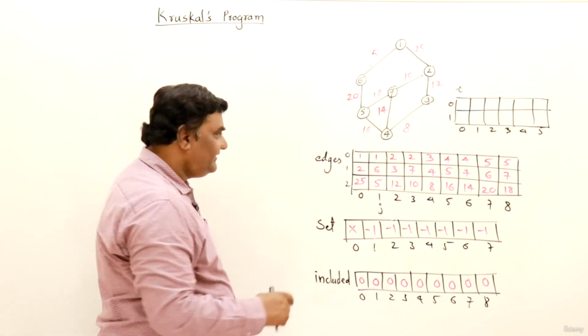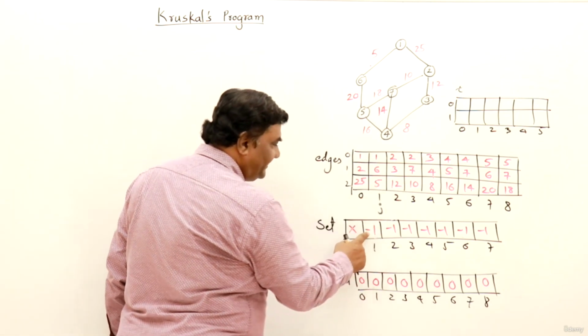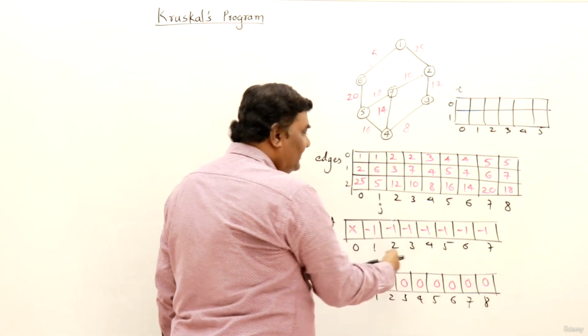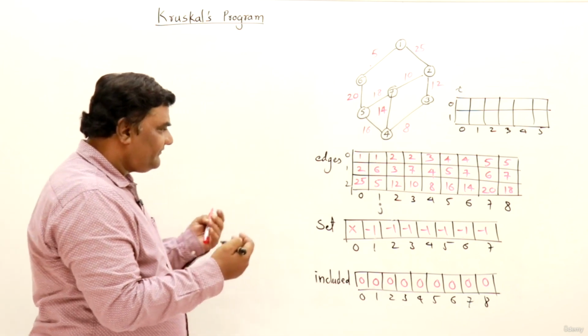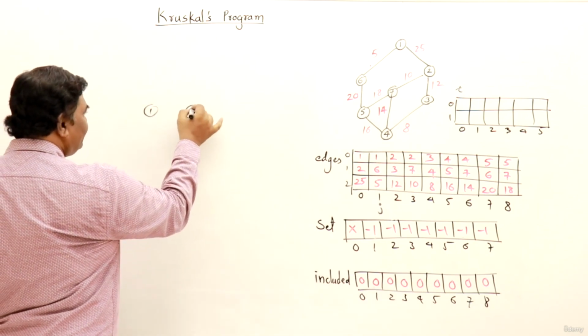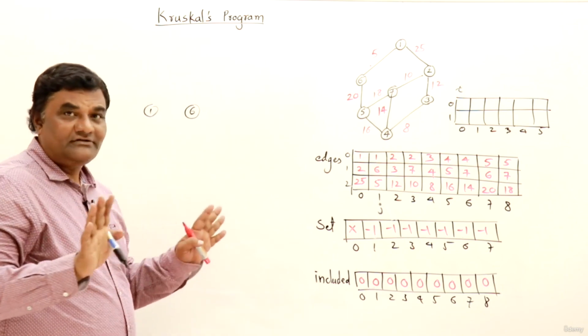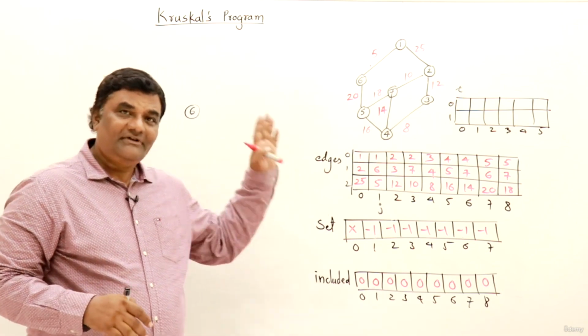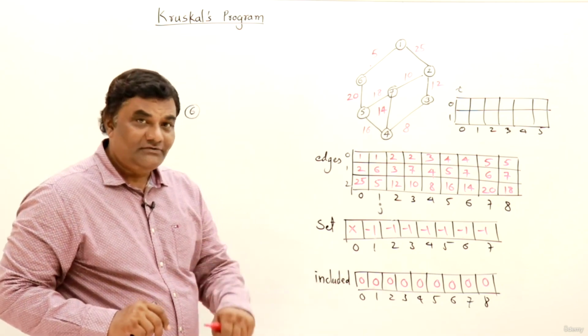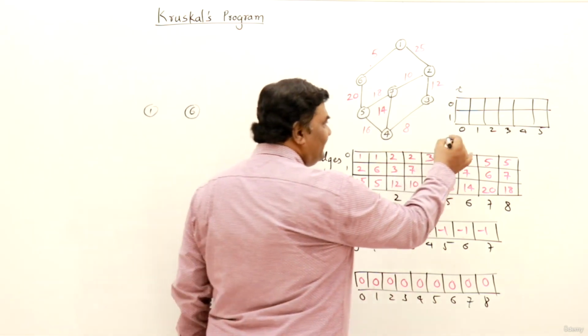So let us check. Find 1 minus 1. Find 6 minus 6 minus 1. So they are parents of themselves, right? If I draw it here, this is 1 and this is 6. They are not forming a cycle. Their parents are different: 1's parent is 1 and 6's parent is 6. So we can include this one. Let us include this in the solution.